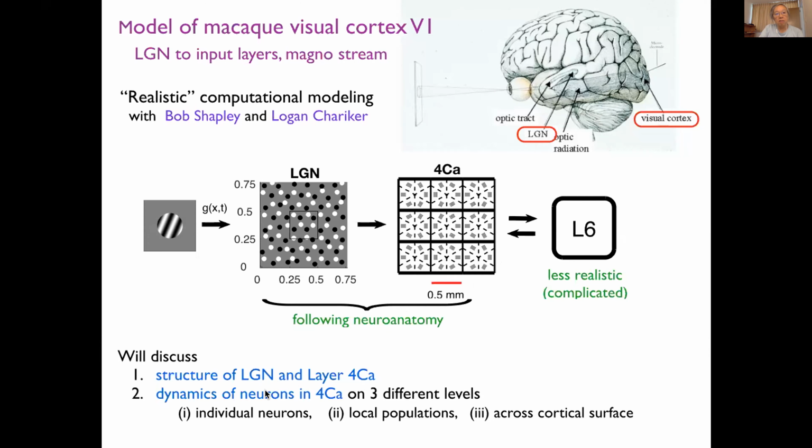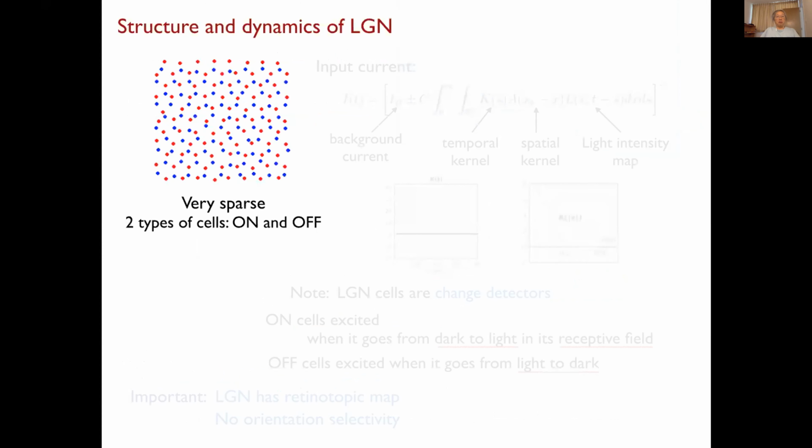So what I'm going to discuss are the structure of LGN and layer 4C alpha, and also the dynamics of neurons in both of these. And in particular, in 4C alpha, I'm going to discuss it on three different levels: on the level of individual neurons, on the level of local populations, and also across the cortical surface.